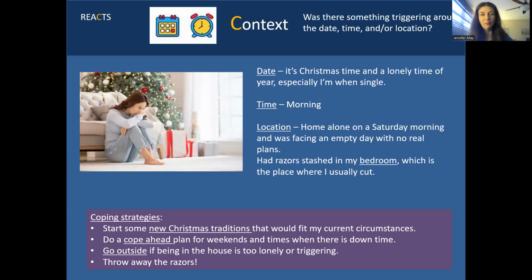The time of the incident was in the morning. So after eating junk food and watching TV the night before, I woke up with a stomach ache, and then I ended up seeing my boyfriend on social media with the girl that morning, and then I cut myself. Location, I was home alone on a Saturday morning and facing an empty day with no real plans.